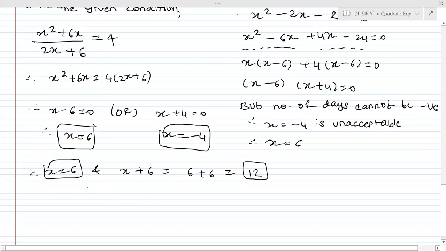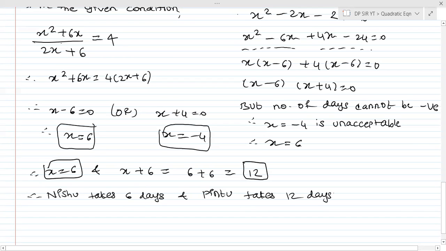Therefore, Nishu takes 6 days and Pintu takes 12 days to complete the work individually.